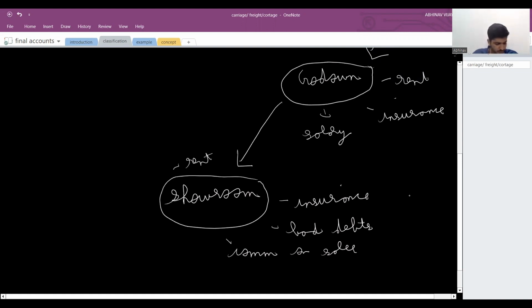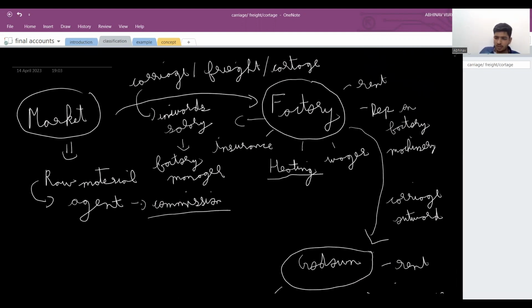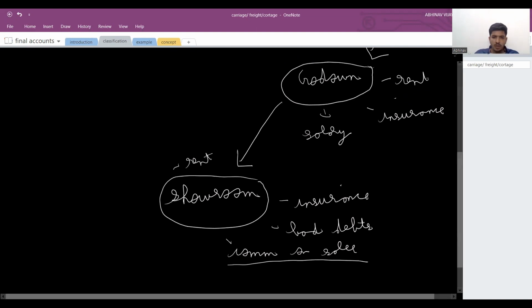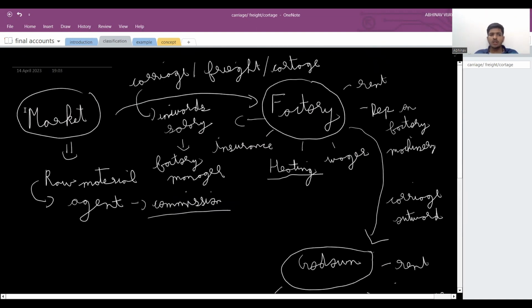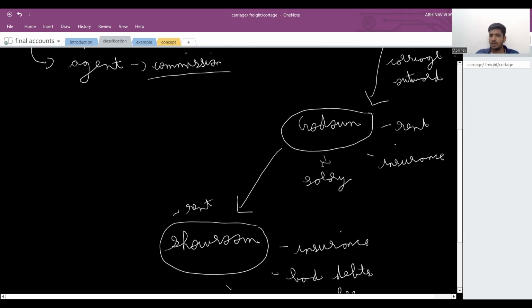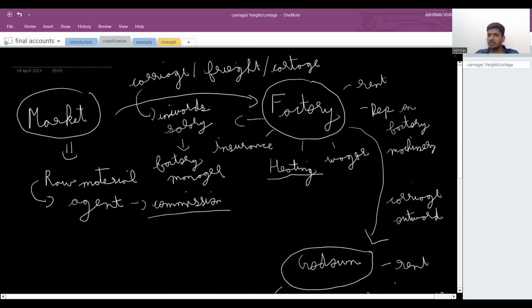Now see, this agency commission is for purchase of raw material. This commission on sales is what you pay an agent if the agent sells your product. Both are different. Correct? So basically, this is the work structure. Market, it goes to factory. From factory, it goes to godown. From godown, it goes to showroom. So expenses are incurred at different stages. This is the drawing till now.